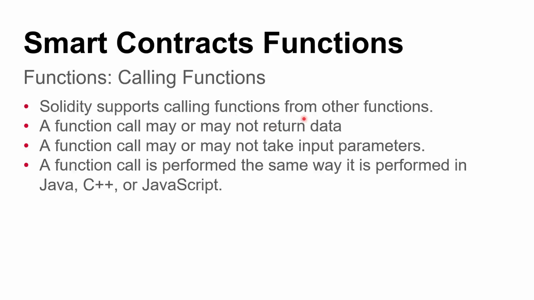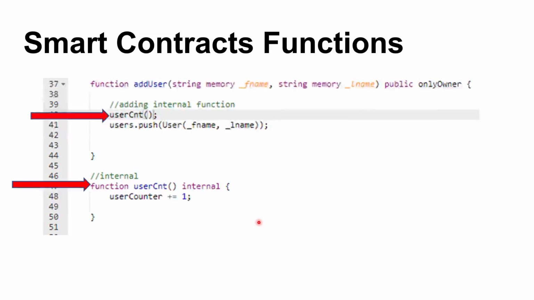Solidity supports calling functions from other functions. Again, a function may return data, may not. It may take parameters, it may not. A function is called in the exact same way that it's called using Java, C++, or JavaScript. Here we have our function userCount, which is down here. Notice how function userCount is being called from within the same contract, and it's internal in this case. So this public function addUser, the userCount can only be called from within this contract.